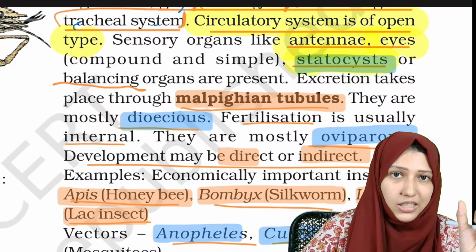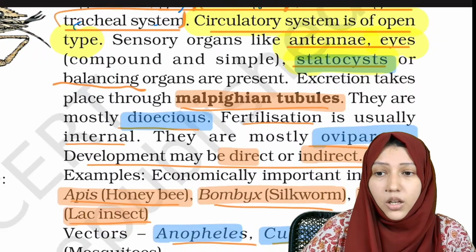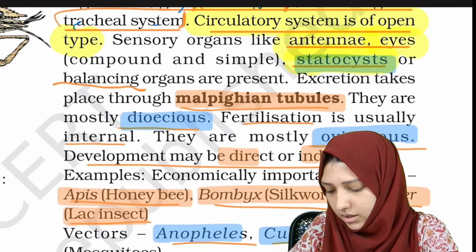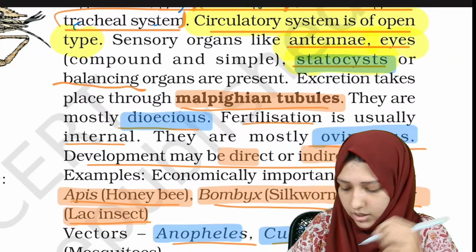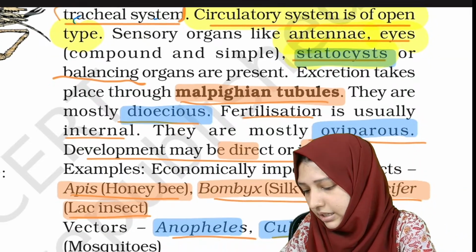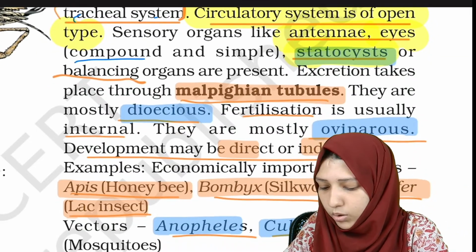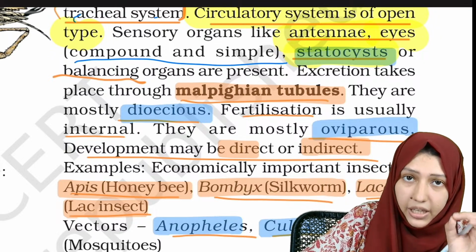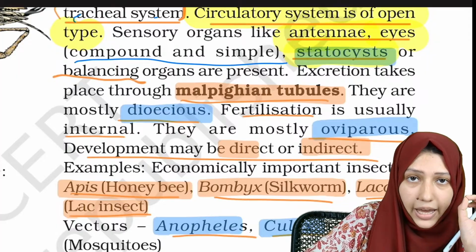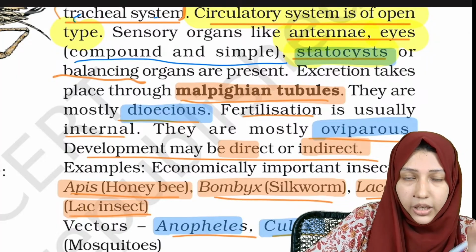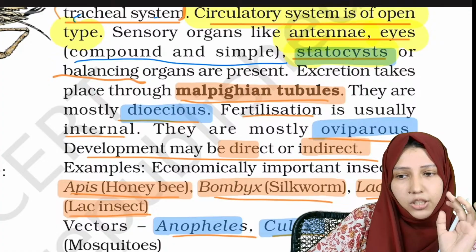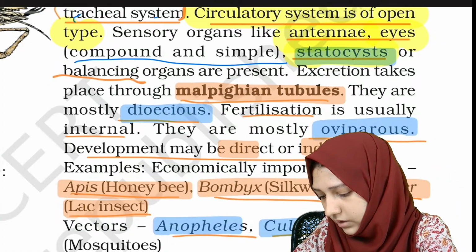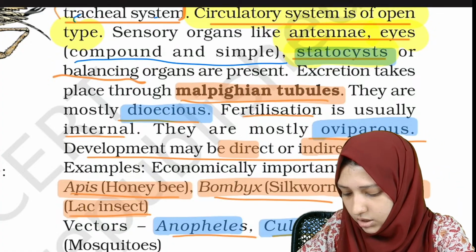Statocyst is for balancing. They are also known as balancing organs. And the eyes can be compound and simple. And how does excretion take place? Nephridia was the excretory organ in annelids, and the excretory organ in Arthropoda is Malpighian tubules. Clear? The excretory organ is Malpighian tubule.